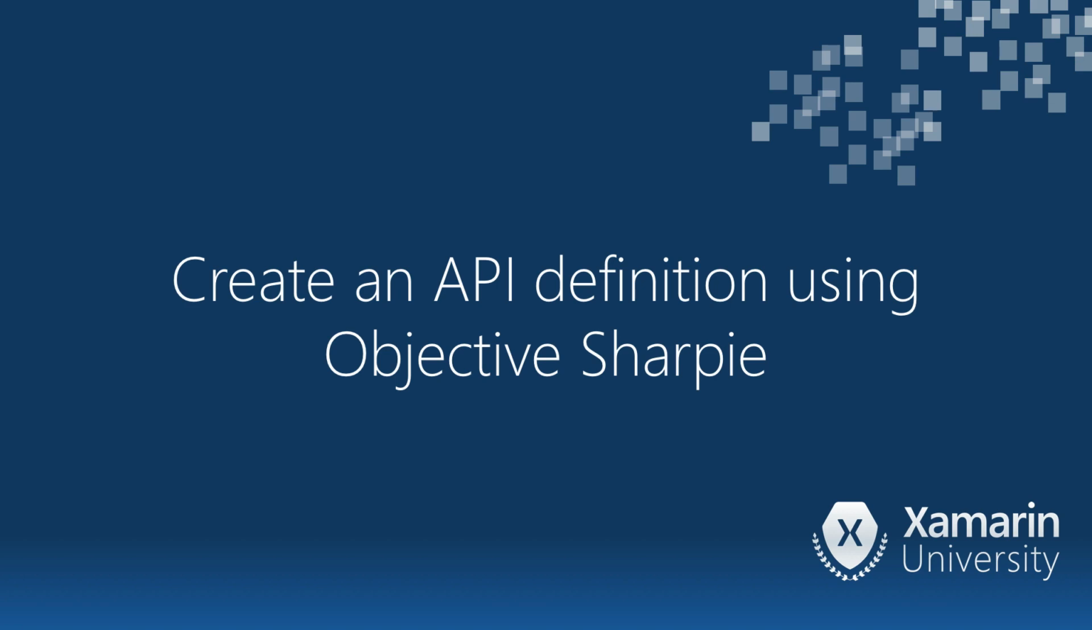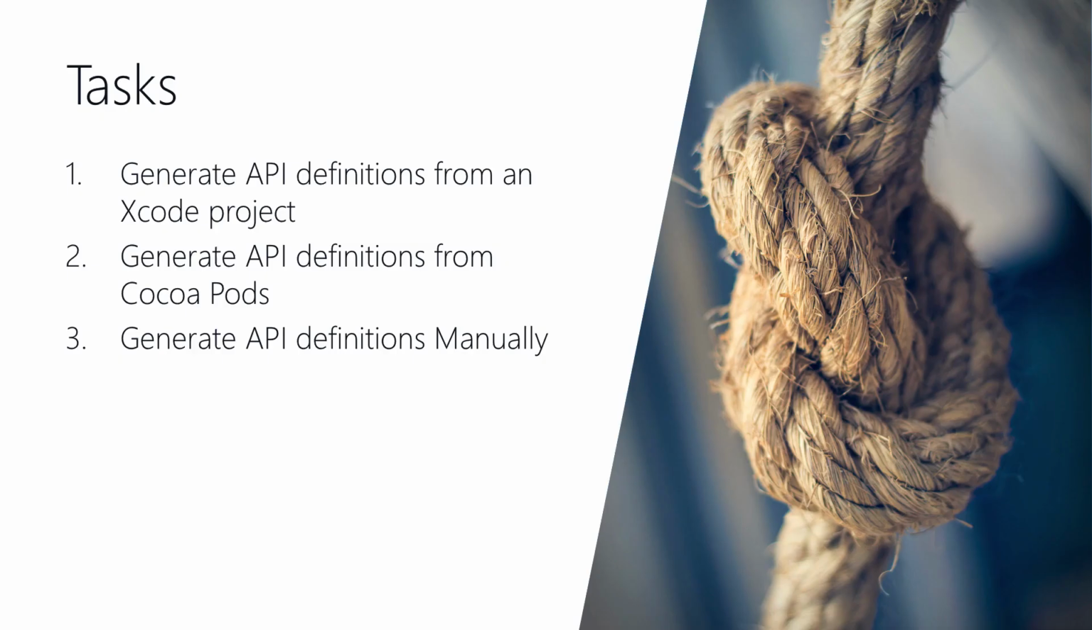In this objective, we are going to look at how API definitions are created using Objective-Sharpie. To start with, we want to cover using Objective-Sharpie with an Xcode project. We'll then move on to a CocoaPods project, and then last but not least, we'll look at a project where we need to specify specific parameters so that we can create a functional binding definition.